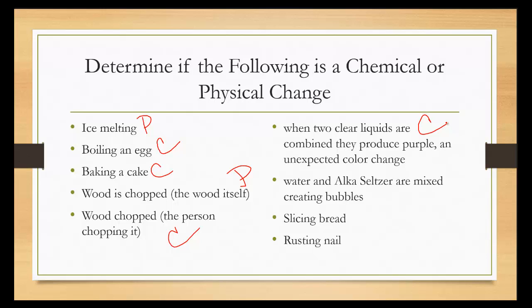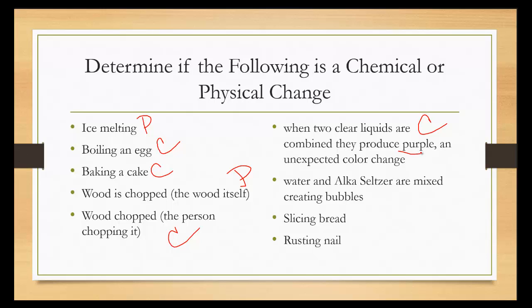So it's unexpected. Water and Alka-Seltzer are mixed, creating bubbles. Those bubbles are actually a physical change because of the fact that they're separating out. The carbon dioxide was stuck in the molecules, just like putting Mentos in soda.